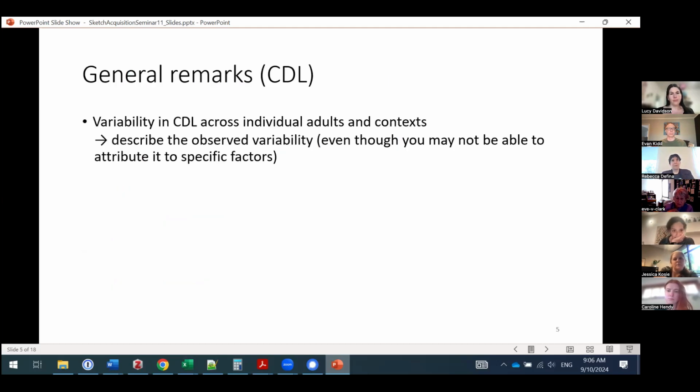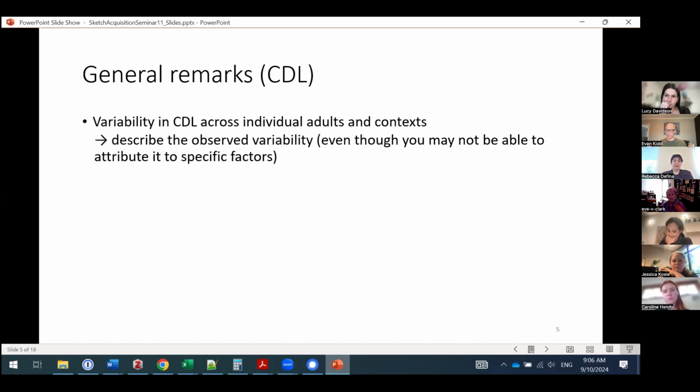And we've just been looking at child-directed language across a few of the languages that we've been working on for the sketches and comparing them. In doing that, we found several common issues in looking at child-directed language, and particularly also in the phonology and prosody within the sketch format. And one is, of course, there's a lot of variability across individuals in how they talk and how they talk to children, and also in contexts.